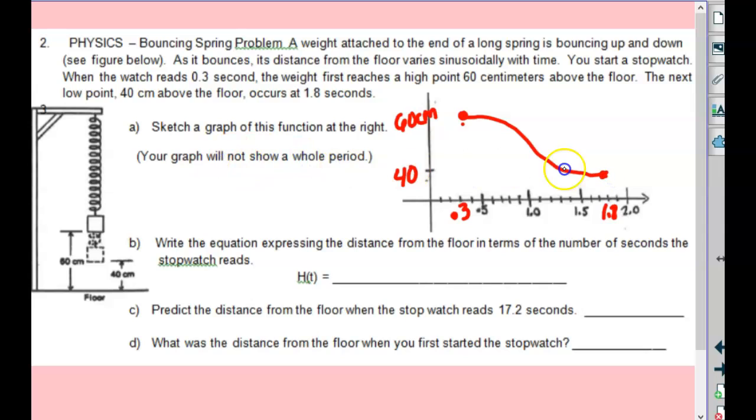It does say your graph will not show a whole period. One of the questions on the quiz, I believe, is like that, where it only describes half a period. And you have to figure out the length of a whole period. Okay, so tell me what you know.